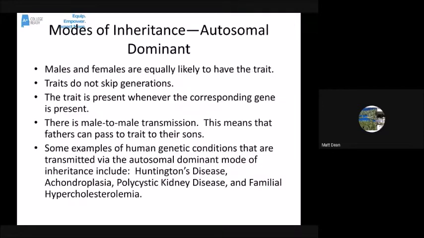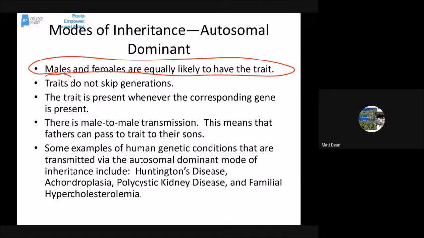All right, so let's talk a little bit about the modes of inheritance. So autosomal dominant traits are traits that are, the genes are located on an X chromosome. An individual only needs one copy of that dominant gene, dominant allele, to have the trait. With these kinds of traits, males and females are equally likely to have the trait because the gene is on an X chromosome. These traits don't skip generations because they're dominant. You can't be a carrier for these traits. Whenever an individual has the allele, they have the trait.